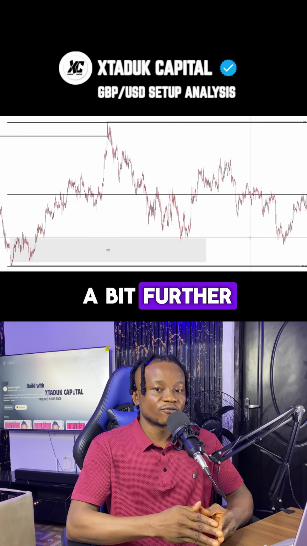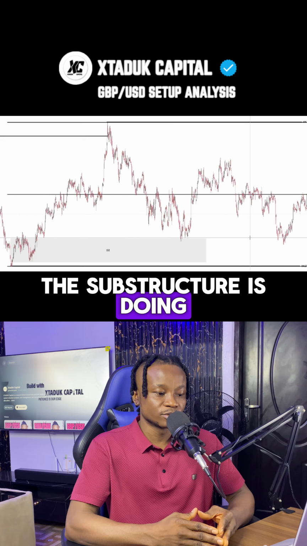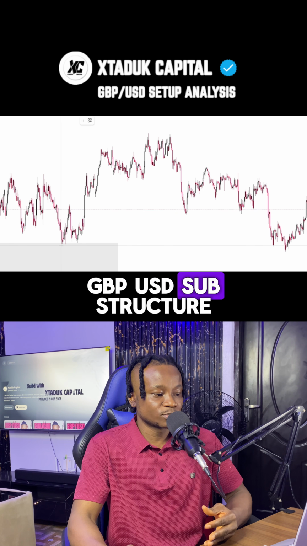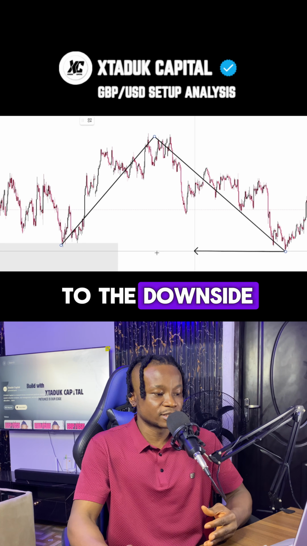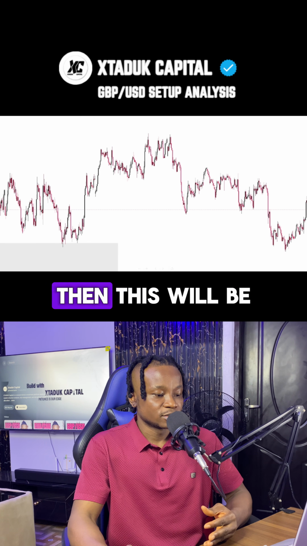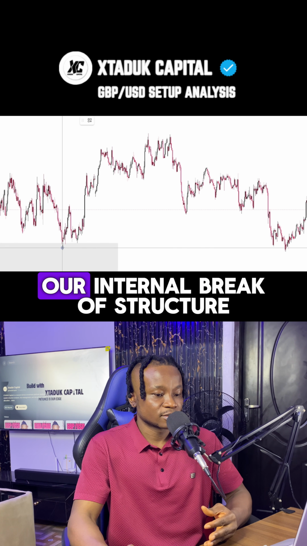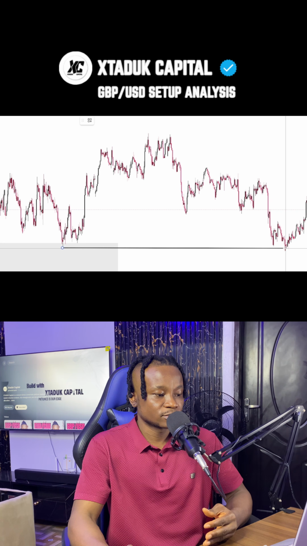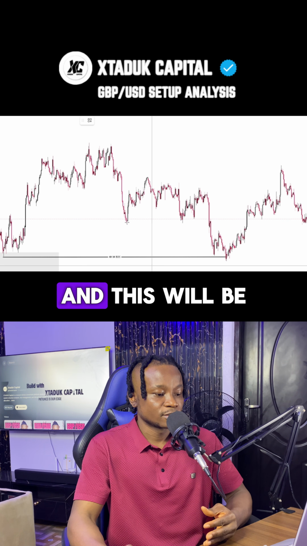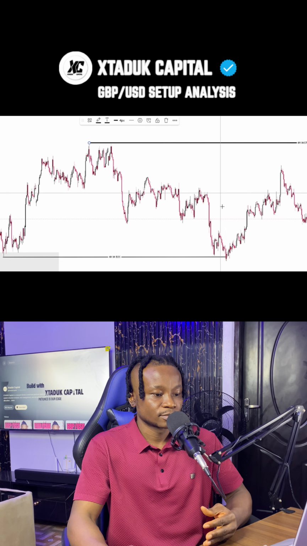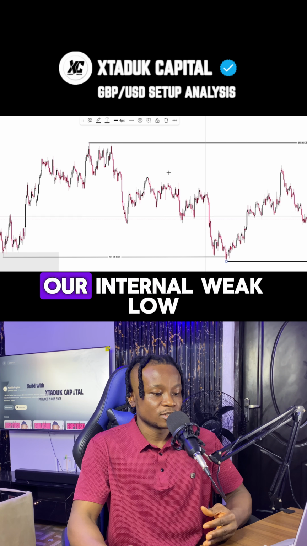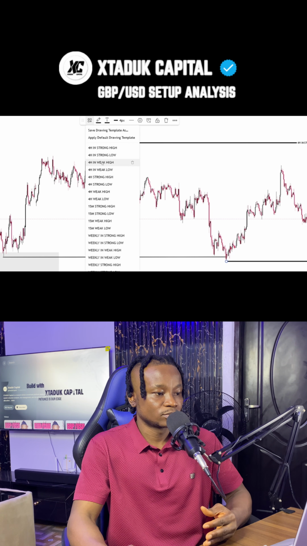But let's take it a bit further and show you what the substructure is doing. You can see that GBPUSD substructure pulled back here and made its way to the downside, breaking this low. Then this will be our internal break of structure, and this will be our internal strong high. Then this will be our internal weak low.